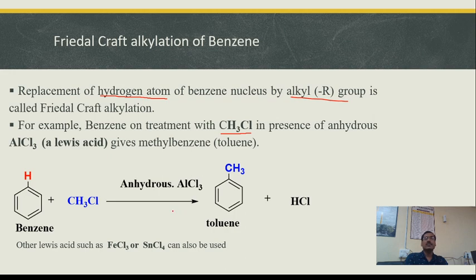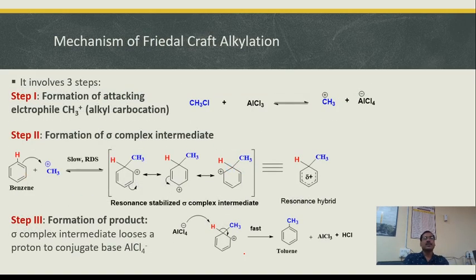It is interesting to note that not only anhydrous AlCl3, you can use different sorts of Lewis acids like FeCl3, SnCl4 can also be used. Other Lewis acids also work well in this particular reaction. Now looking at the mechanism, which is very similar to the nitration mechanism. Here the attacking electrophile is a methyl carbocation, or alkyl carbocation in general. So methyl carbocation can be generated by treatment of the source of electrophile, which is methyl chloride.